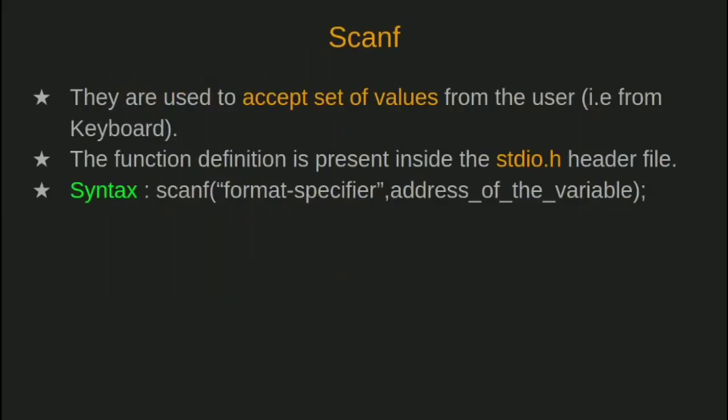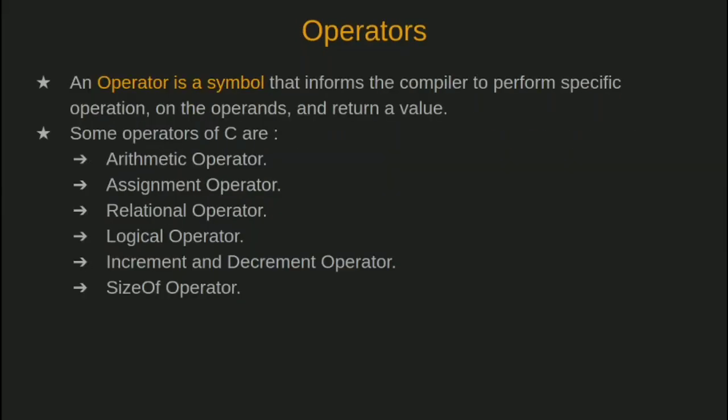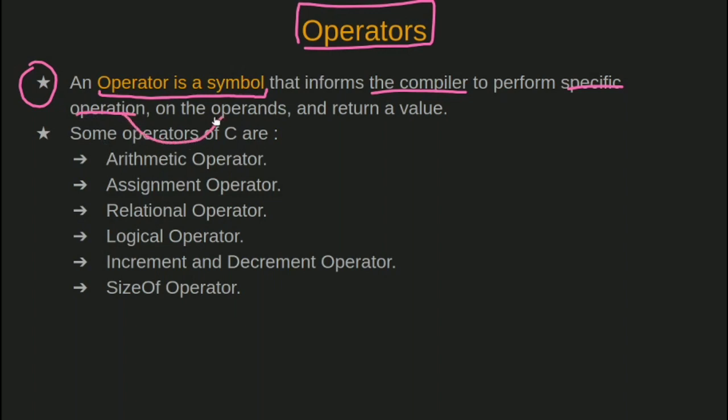Let us now proceed to the next topic of this video, and that is operators. The first point says that an operator is a symbol, and what it does is that it tells the compiler to perform some specific operation, and this operation is performed on something known as operands, and a value is returned.